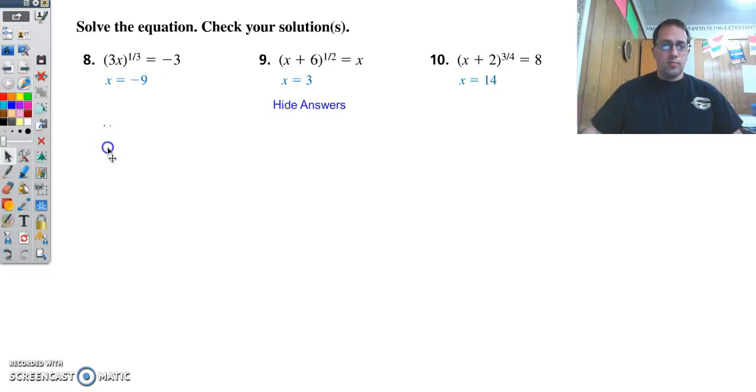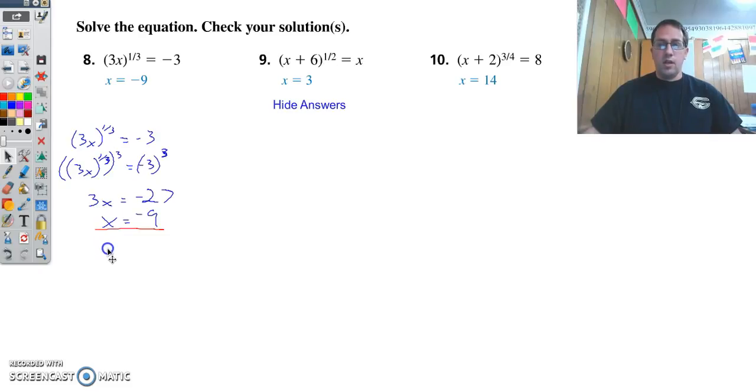Number 8. We have 3x to the 1/3 power equals -3. Well, we don't have to isolate the power, because it's already all by itself there. So we just raise everything to the 3rd, so we cube it all, which gives us 3x equals -27. Divide by 3, x equals -9. Plug this back in and check it. Well, 3 times negative 9 is negative 27, and the cube root of negative 27 is negative 3. So it works. Negative 3 does equal negative 3.